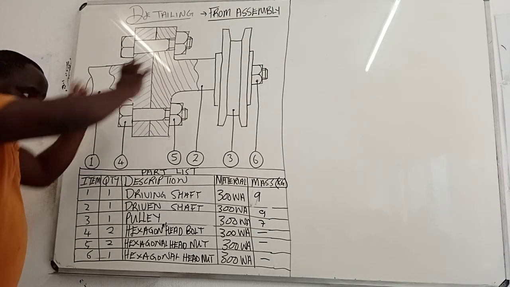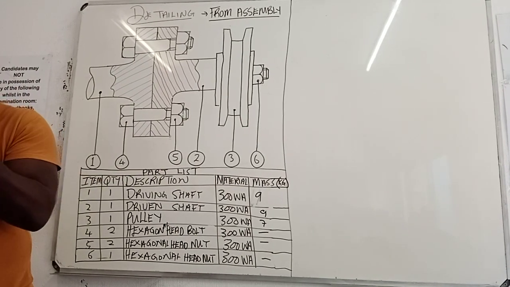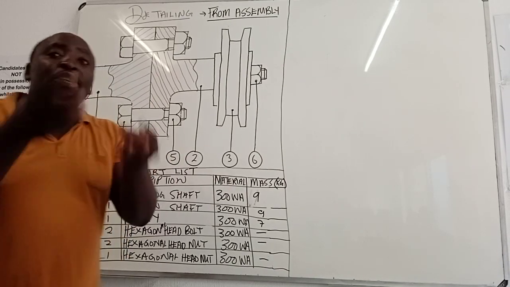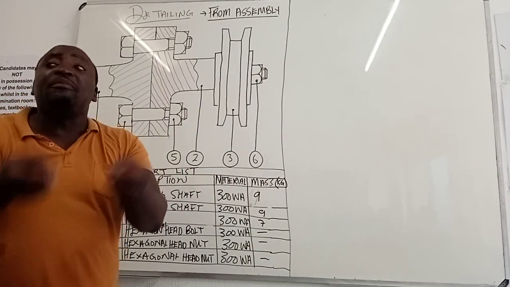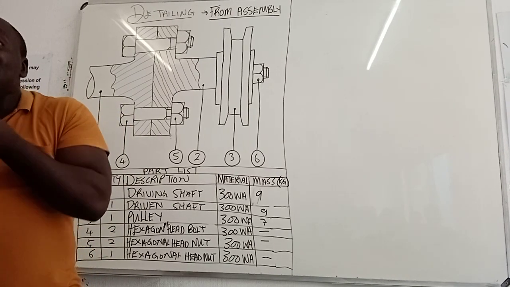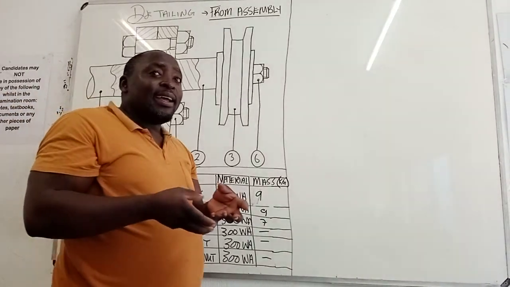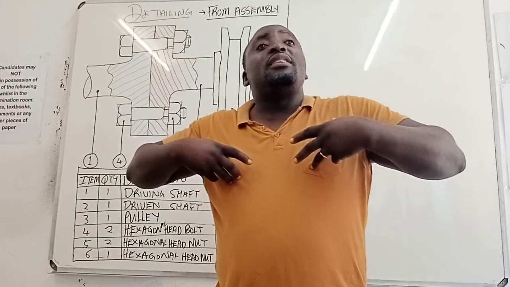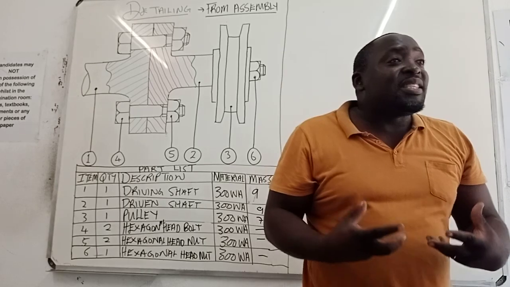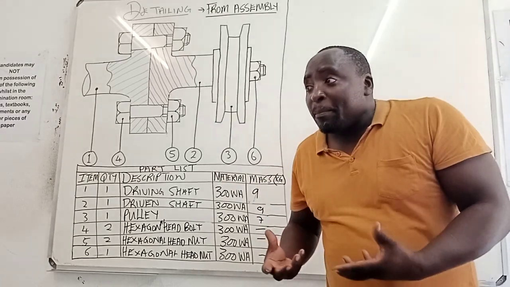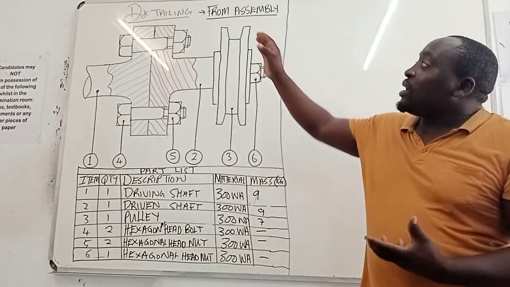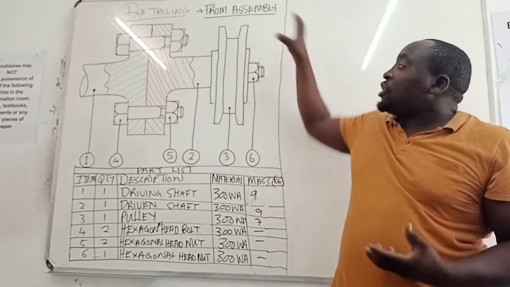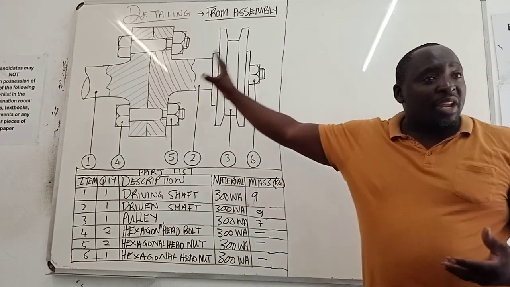So this drawing is an assembly drawing, not a detailed drawing. We want to create a detailed drawing from the assembly drawing. Is that clear? Yes. So even in the exam, they'll give you an assembly drawing, then they say, draw the detailed drawing. That is why our topic is detailing, but I've said from what? Assembly. So this is an assembled drawing.